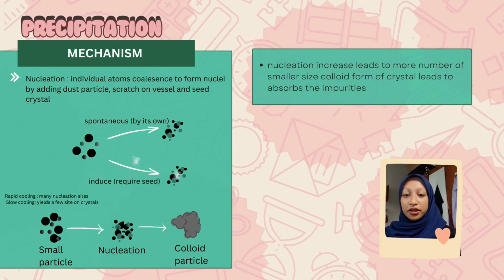Next is the nucleation mechanism, in which individual atoms coagulate to form nuclei by adding dust particles, crash on the vessel, and seed crystals. There are two reactions, spontaneous and induced, which requires seed to react. The small particle will become a nucleus, and lastly become a colloid particle. There are two ways of cooling, which are rapid cooling and slow cooling. There are many nucleation sites at rapid cooling, while on slow cooling there are only a few sites on the crystal. When the nucleation increases, it leads to a greater number of smaller size colloids. That form of crystal leads to absorbing impurities.